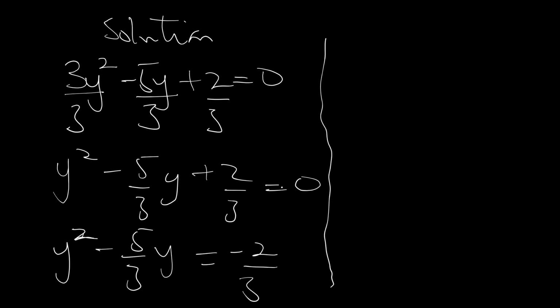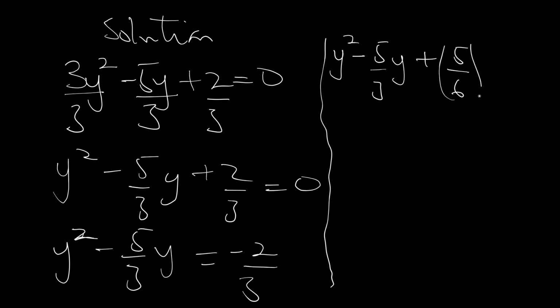Now our second procedure is to multiply the coefficient of y by 1 over 2, square it and add it to both sides. And so when we do this, you have y squared minus 5 over 3y plus 5 over 6 all squared is equal to negative 2 over 3 plus 5 over 6 all squared.